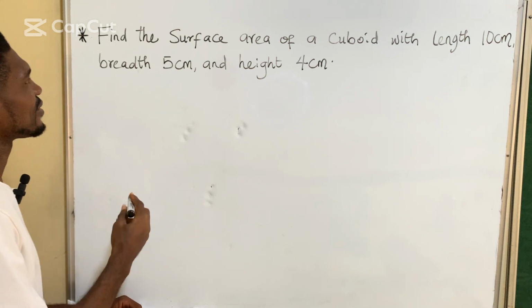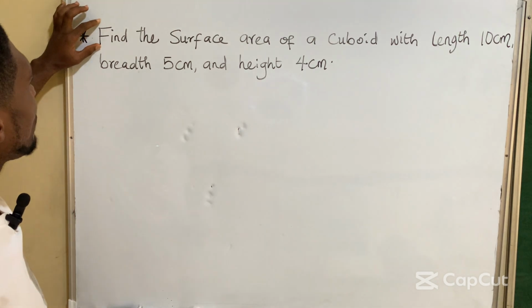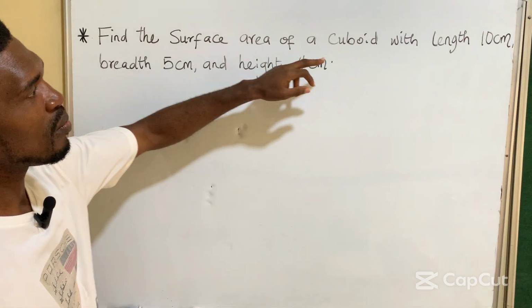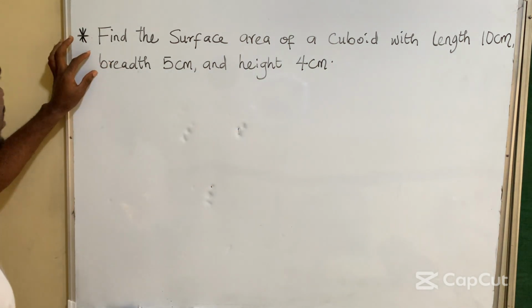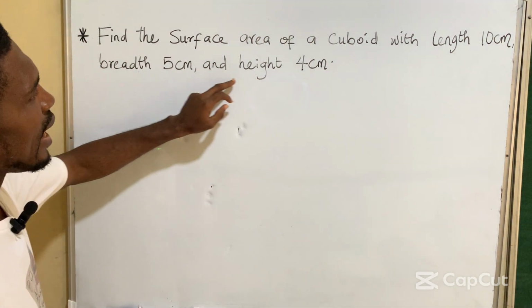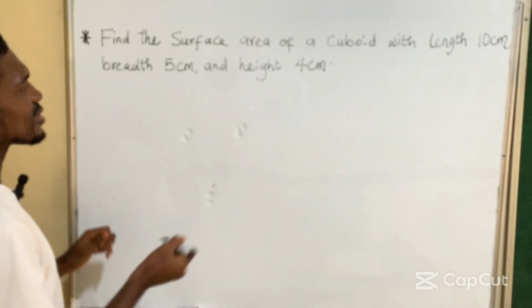Let's solve this together. The question says, find the surface area of a cuboid with length 10 centimeter, breadth 5 centimeter, and height 4 centimeter. So now let's solve.